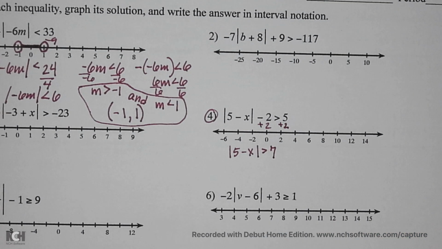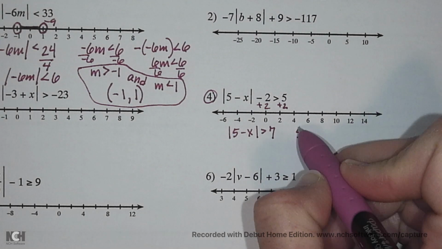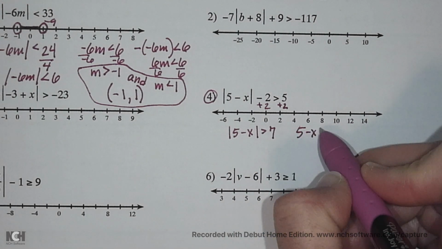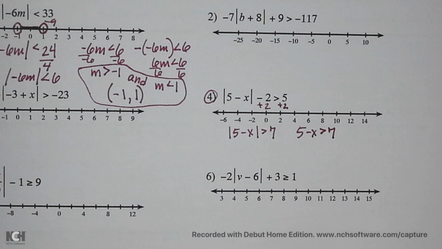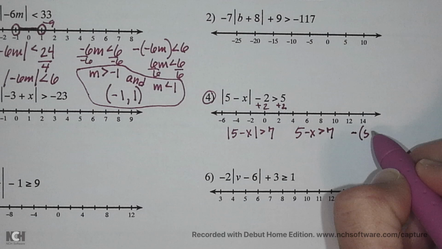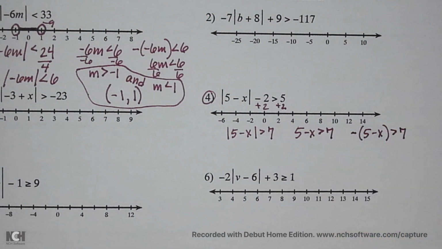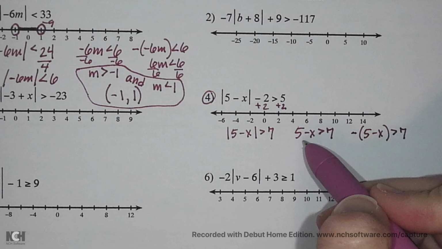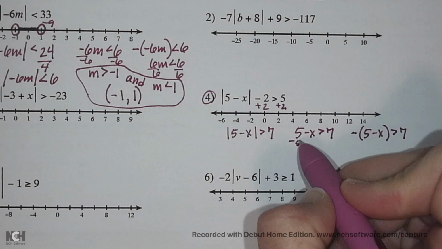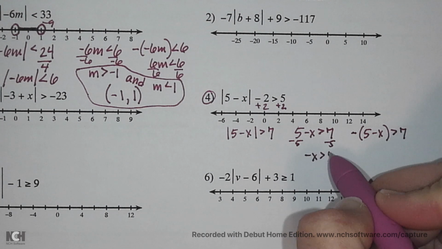Okay, we're ready to split that into 2 different expressions. So 5 minus x is greater than 7. And we have negative 5 minus x is greater than 7. We'll start with this one first. So let's subtract our 5 from both sides. And you're left with negative x is greater than 7.